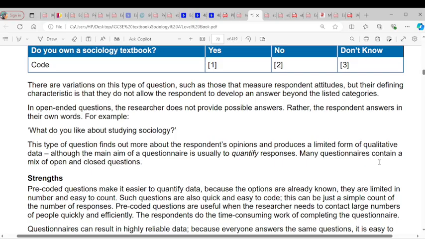This type of question finds out more about the respondent's opinion and produces a limited form of qualitative data. Although the main aim of the questionnaire is usually to quantify responses, many questionnaires contain a mix of open and closed questions. What we need from questionnaires is to know how many people say yes and how many say no. So what we really need is the quantitative aspect of it. Though it might look qualitative, what we need to figure out is how many respondents we have, how many say yes, how many say no, or what the opinions are and how many give the same opinion. So that is about questionnaires.